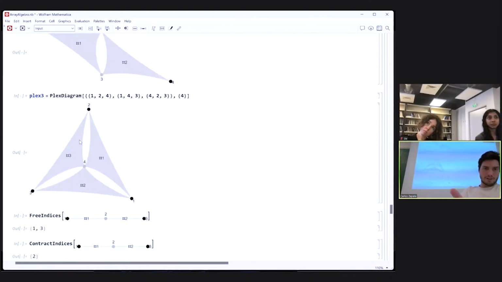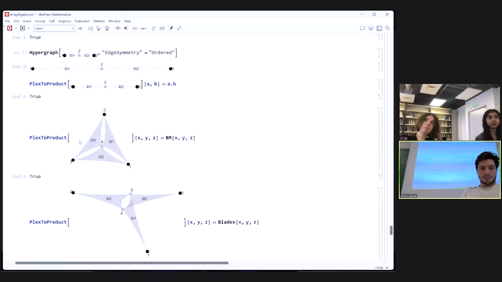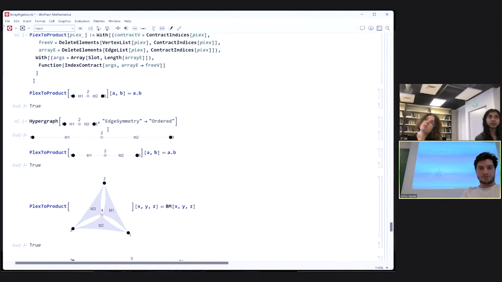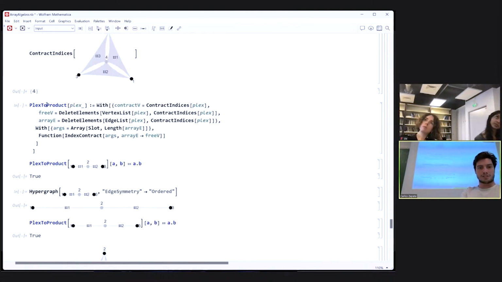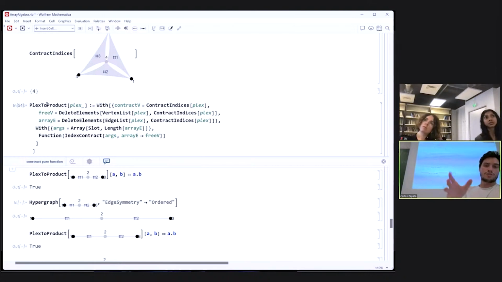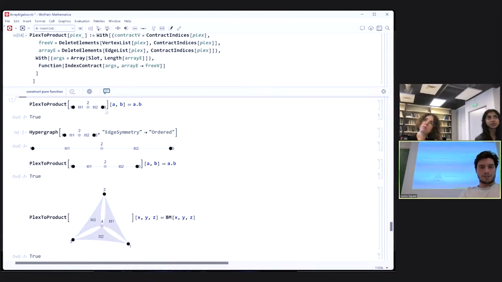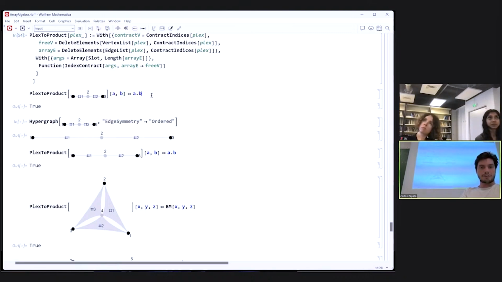So you can, and similarly with Zapata-Carratala, and similarly with blades and so on. The idea is that there is this function, Plex to product, which allows you to draw the diagram or specify the indices. And now this is actually something that can operate on elements. So when I write Plex to product of this diagram AB and compare it to the mathematical code of A.B, it says true.